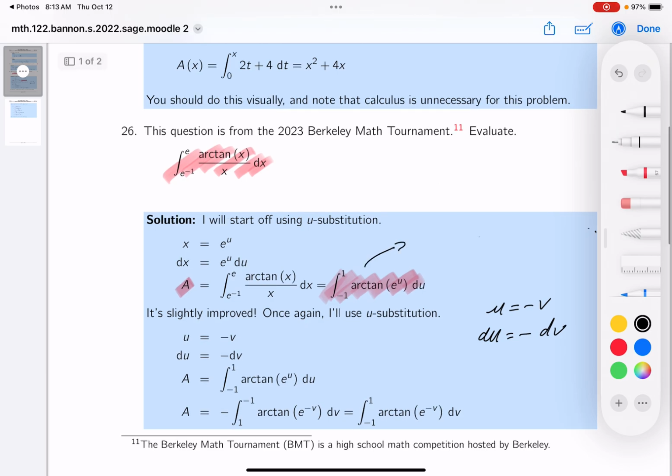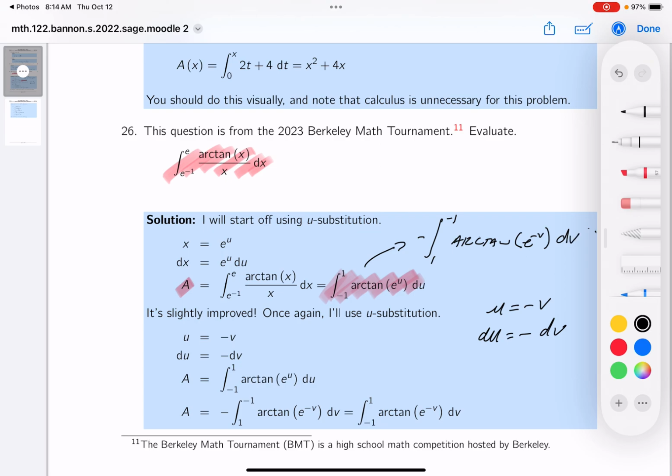And again, we're putting it over here. So what do you get? Well, let's take a look. We're in the land of u's and we want to go to v's, so this would be 1 to minus 1. And then you get the arctan. It's going to be e to the u, well, that's going to be e to the minus v now. And the du is actually equal to minus dv.